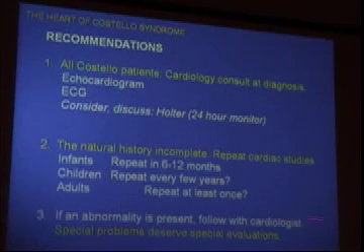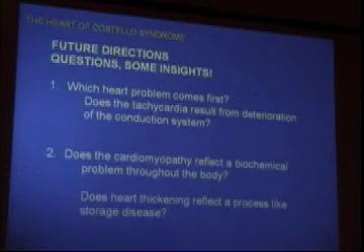Okay. And if an abnormality is present following the cardiologist, special problems deserve special evaluations. So, future directions, questions, and insight: which heart problem comes first? Does the tachycardia result in deterioration of the conduction system? We don't have any evidence that the conduction system is suddenly falling apart. We have some concern that maybe cardiomyopathy might be related to it, but no proof yet.